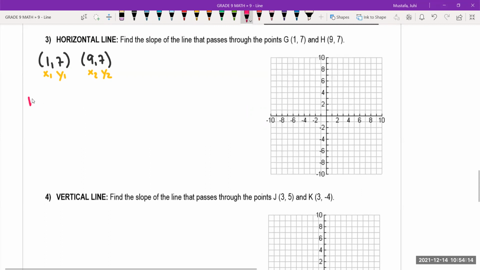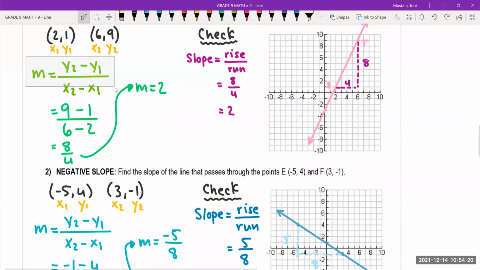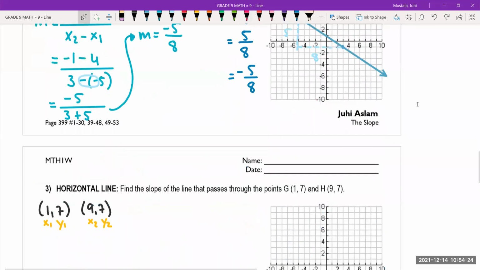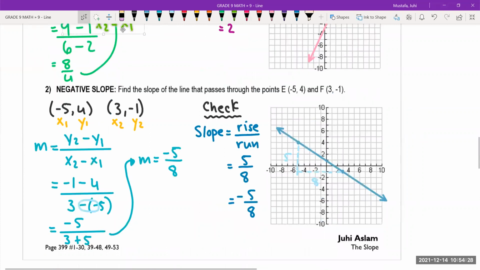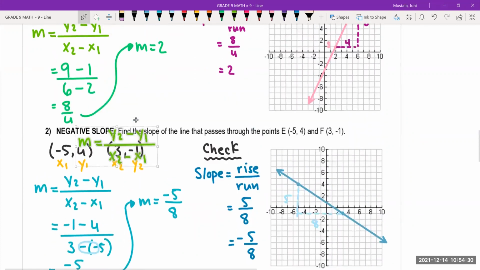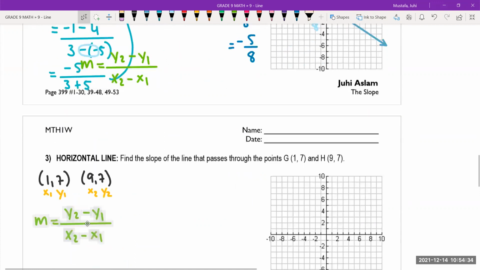We always start off with the formula, which is going to be this one right here. M is equal to y2 minus y1 over x2 minus x1. If you memorize this incorrectly and accidentally put addition signs and stuff, you will always get the answer wrong. So it's really, really important to make sure you memorize it in its correct form.